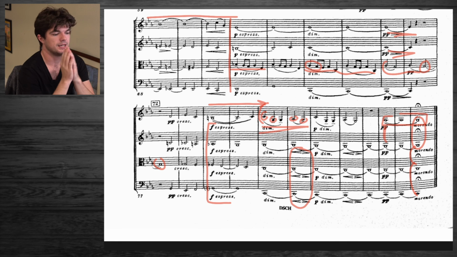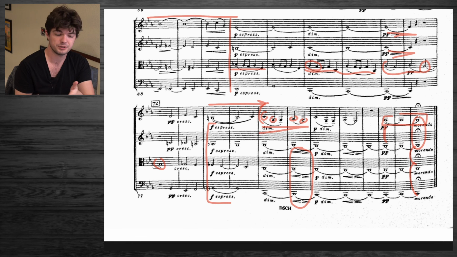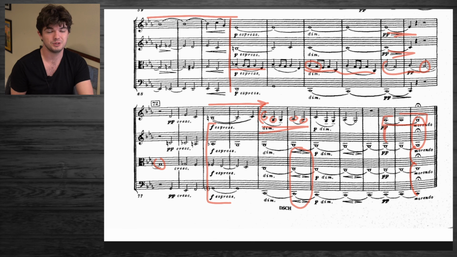So all of that is to say that I thought that doing these videos about compositional techniques that Shostakovich used in this piece would maybe help some composers think a little bit differently about composition and about emotional expression. And if this has done that for anyone, then I will have considered this to be a success.